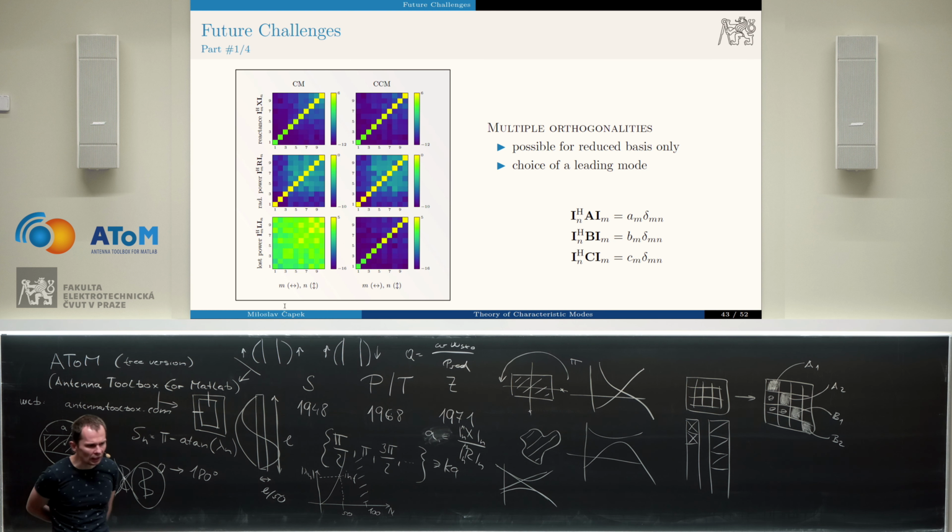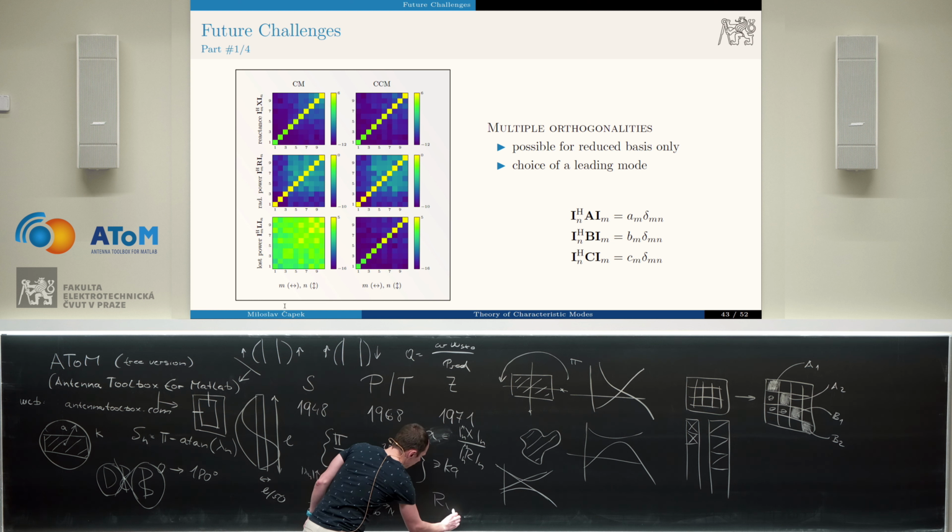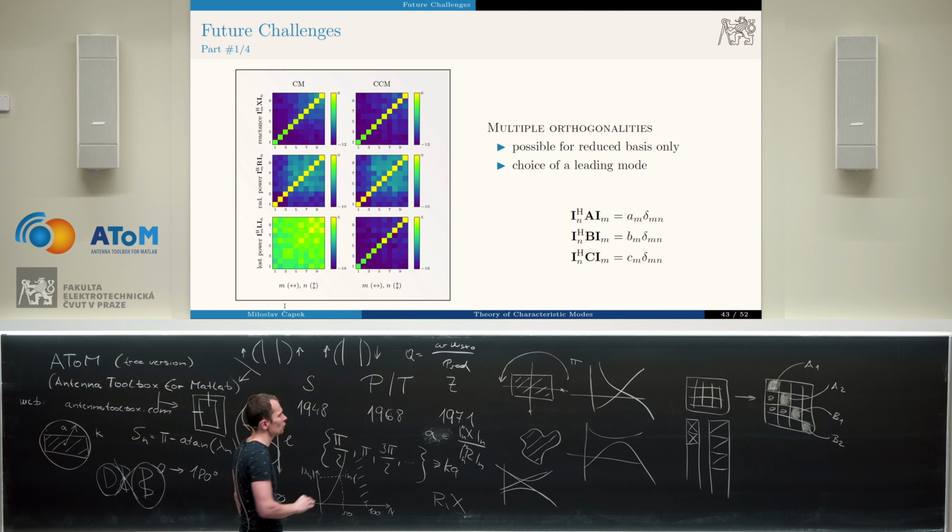Okay, the very last part of this talk is actually to show you a few topics, a few challenges maybe, I consider important for the upcoming months and years. The first one is related to something I call multiple orthogonalities. Because, as we already mentioned, characteristic modes are orthogonalizing R and X matrices, the real and imaginary part of the impedance matrix. But maybe we would like to have more.